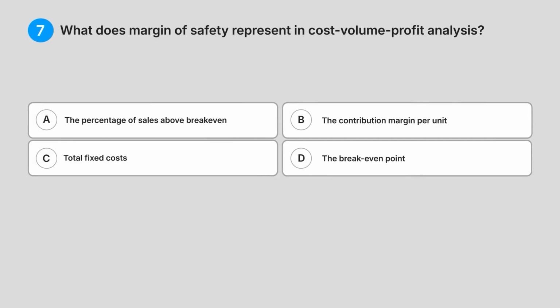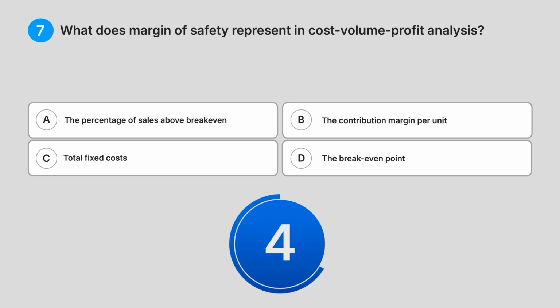7. What does margin of safety represent in cost volume profit analysis? A. The percentage of sales above break-even. B. The contribution margin per unit. C. Total fixed costs. D. The break-even point. Do you know the answer?